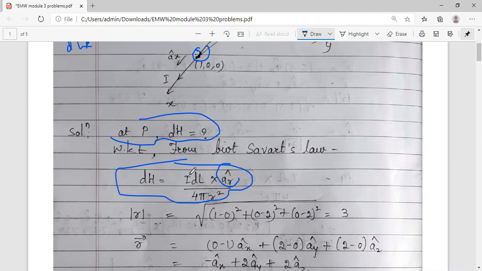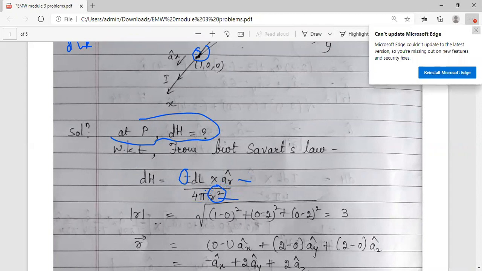So what all things are unknown to you? Current is given to you, I, that is 2 amperes. DL, the length of that small element, is also given to you, 4 pi. What is R? R square. You need R and you need AR. So these two things are unknown in the formula. You need to find R and AR. So let us start with these calculations.